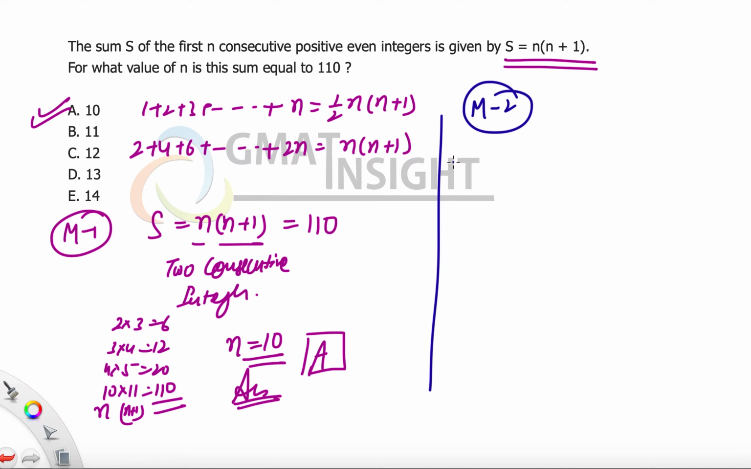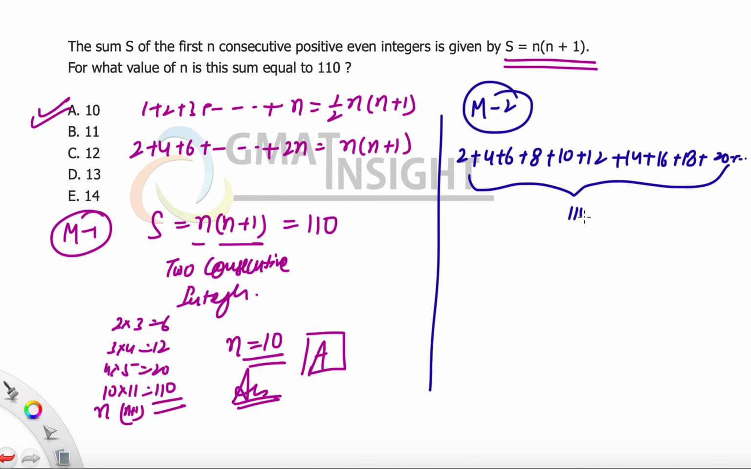Method number 2 is that you could also have checked simply by checking the sum. 2 plus 4 plus 6 plus 8 plus 10 plus 12 plus 14 plus 16 plus 18 and so on. This series goes on and on. 2 plus 4 is 6, 6 plus 6 is 12, 12 plus 8 is 20, 30, 42, 56, 72, 90, 110. So the sum of all of them is 110. So just by simply writing the numbers, you could have got the answer, in which you know that there are 10 terms that you have added. So n is equal to 10 and that is the answer.